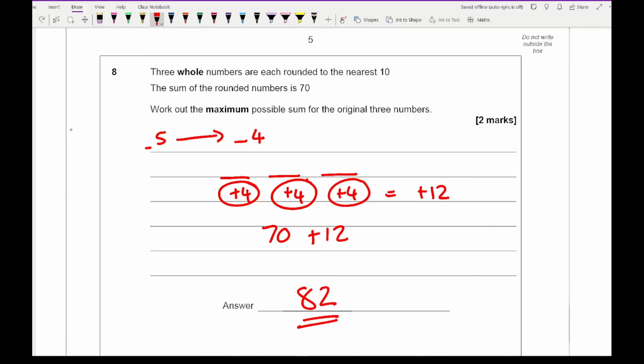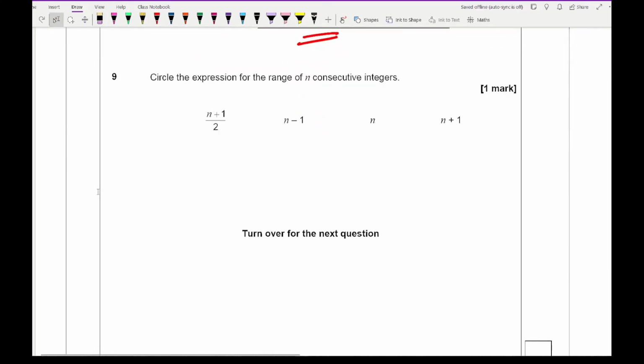And where the 1 mark would come from is evidence that you've got plus 12, and then adding 12 to the 70 gives us 82. Then for question 9, it says circle the expression for the range of n consecutive integers, and that's simply going to be n minus 1.